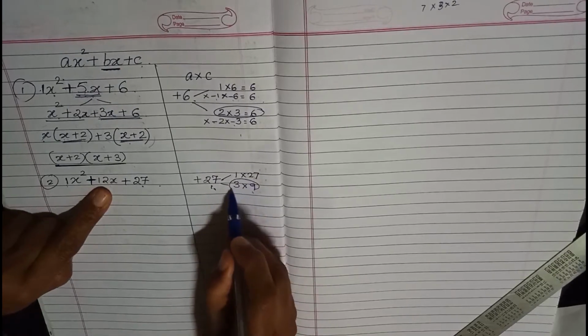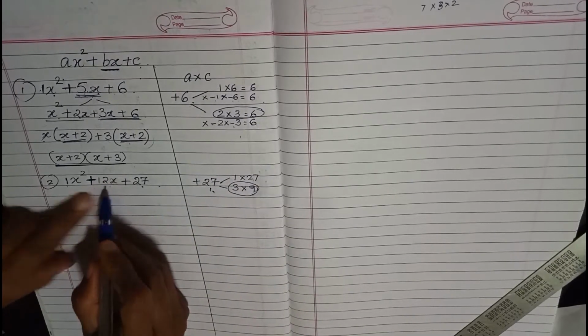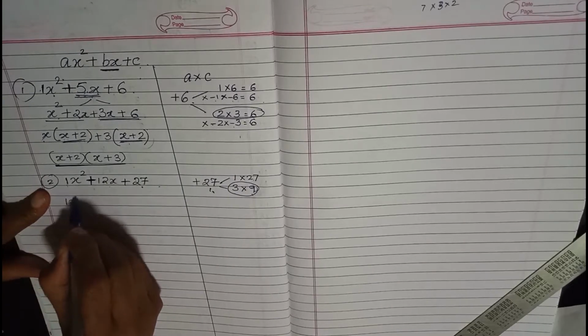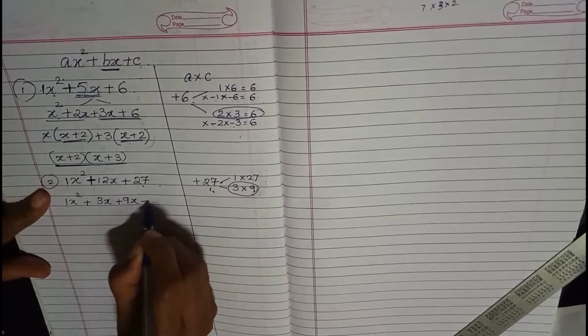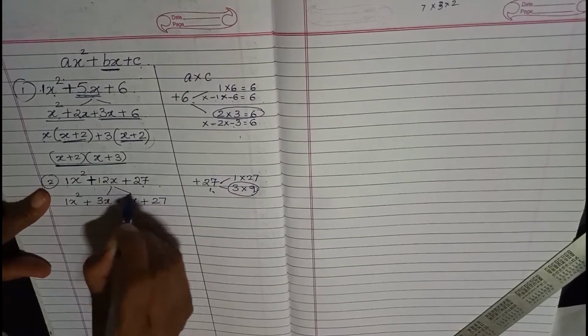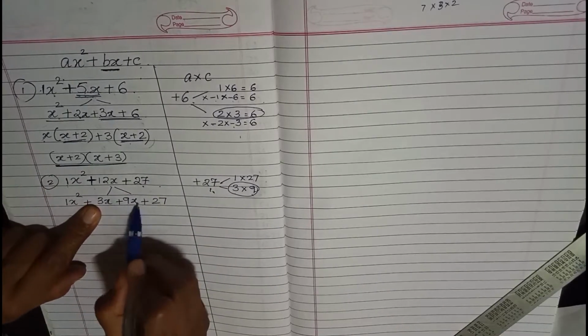So this is the number that we should be using here to split. So what I get is 1x square plus 3x plus 9x plus 27. See, 12x I have written as 3 plus 9. X and x should be there.